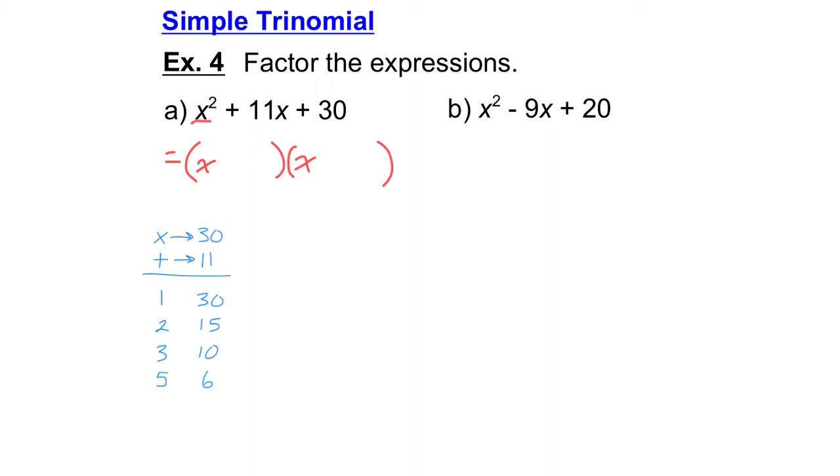So this is how I do it. I write off to the side somewhere. I know that I need to multiply to 30, add to 11. Okay, so now I just list my numbers that multiply to 30.